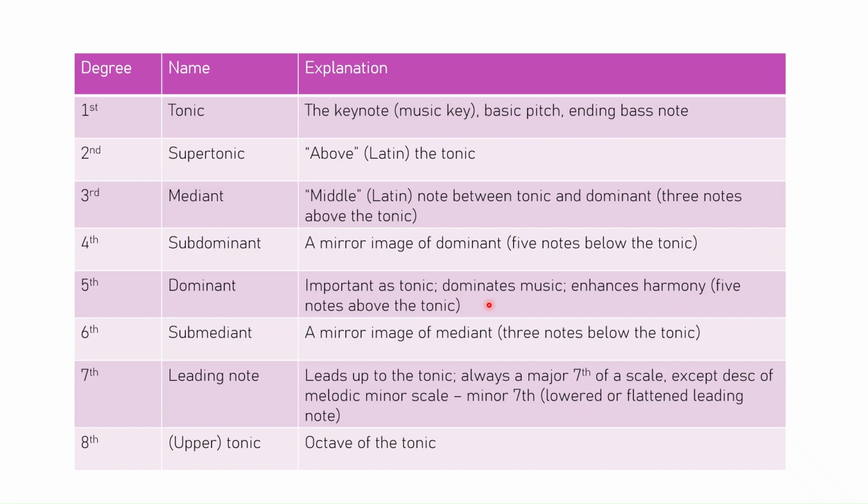It enhances the harmony. It has a special relationship with the tonic because it is five notes above the tonic. So you have one, two, three, four, five. That relationship between the first and the fifth is very important in harmony. You rarely do any song without going from the first to the fifth or the fifth to the first, whether it's the fifth triad or the fifth chord or whatever it is. That relationship is there. So it dominates the music, you understand? That's why we call it the dominant degree.